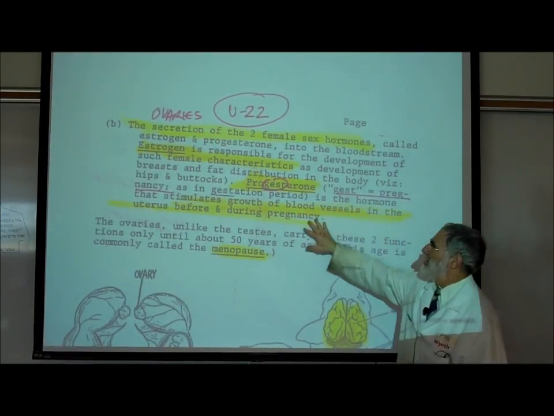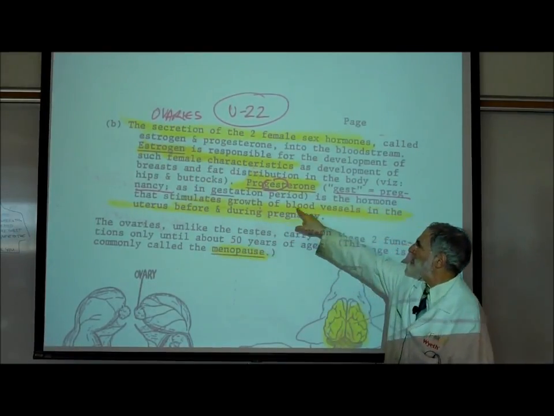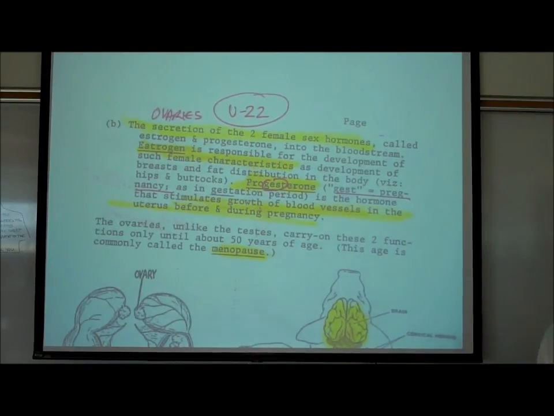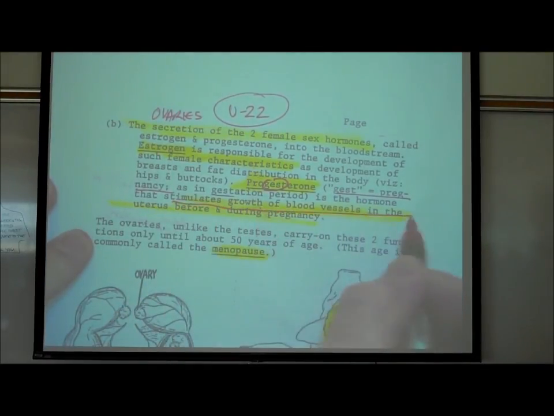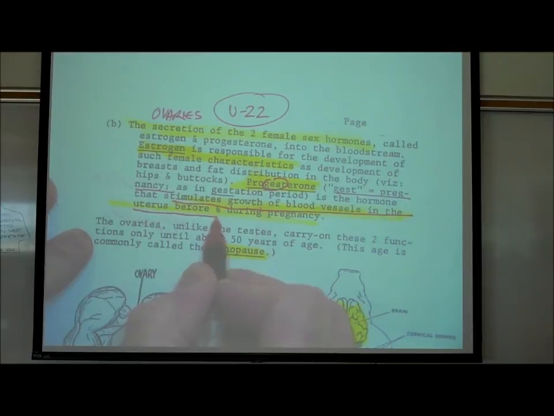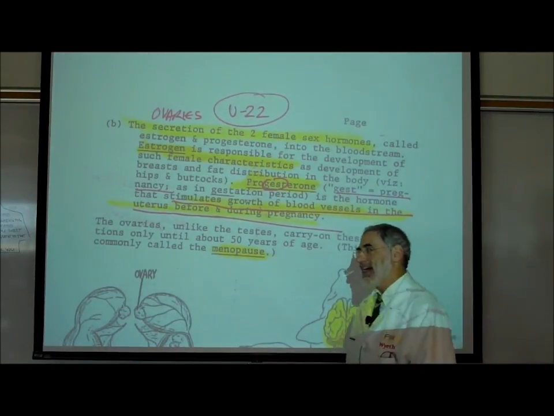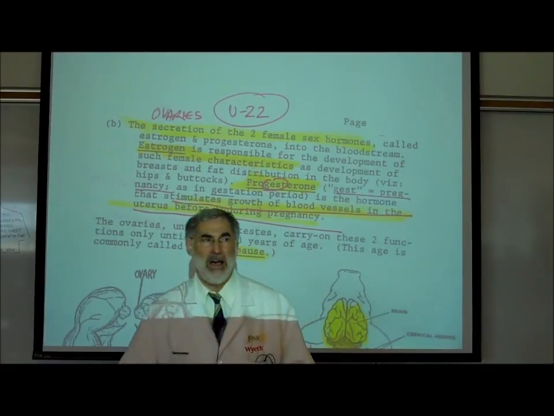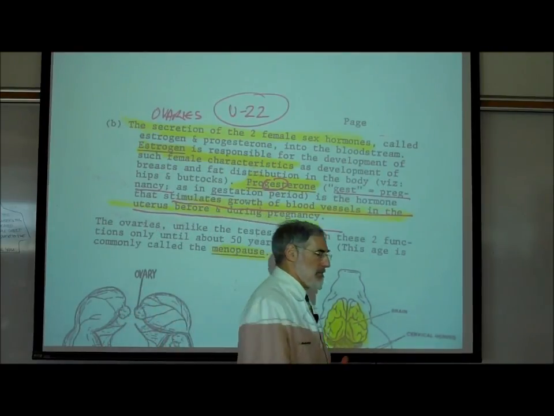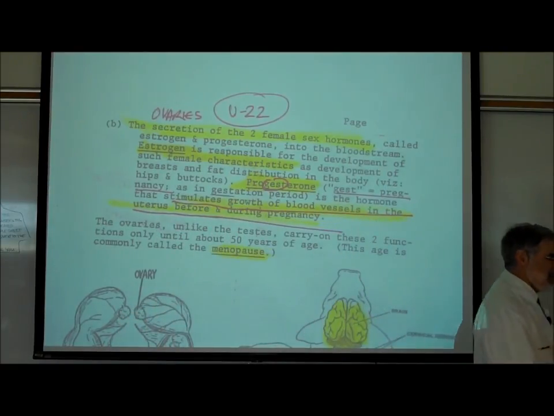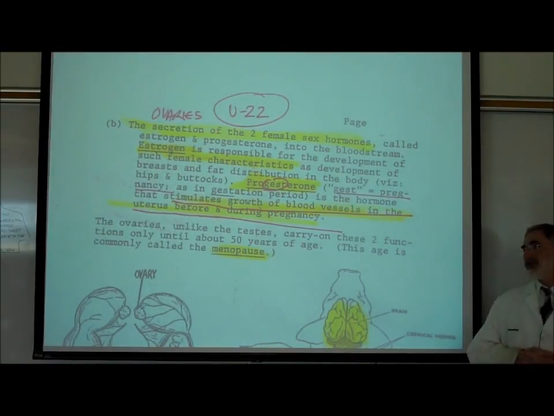And that's the hormone that causes the growth of the blood vessels. That's the hormone that causes blood vessels to grow in the uterus during pregnancy. So the purpose of that is to basically promote and prepare a woman's body for pregnancy by causing blood vessels to grow in case there's an embryo that implants.